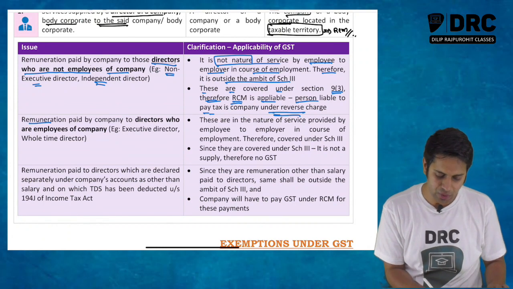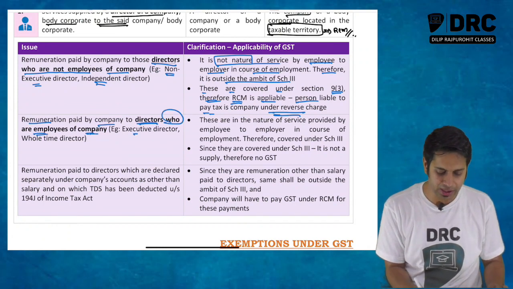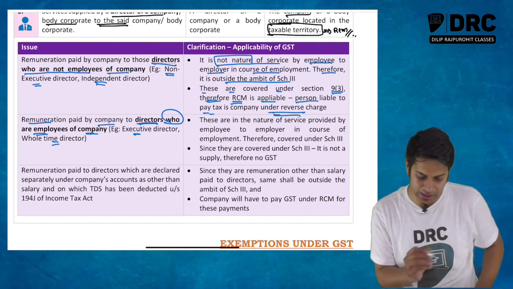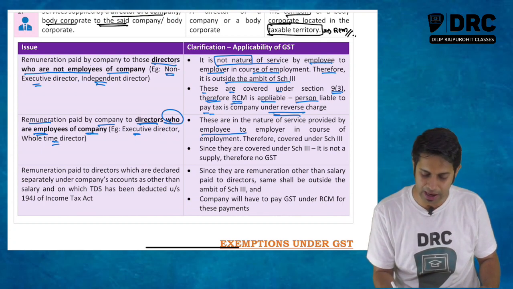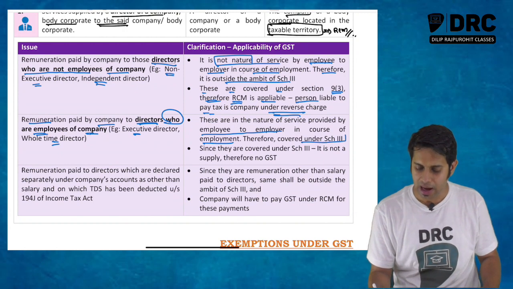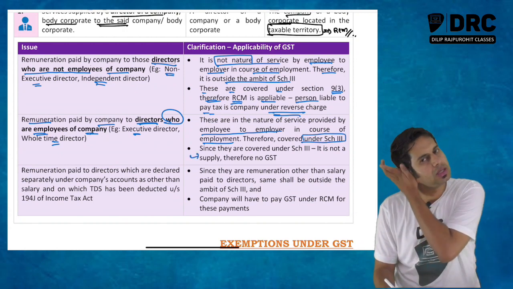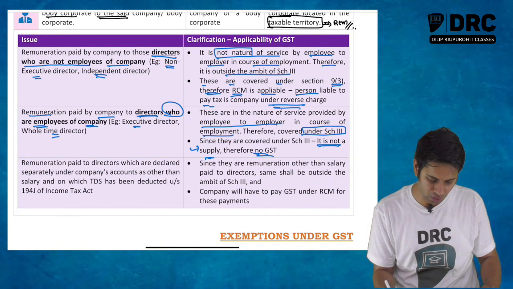Second point, remuneration paid by the company to the directors who are employees of the company, that is executive directors or whole-time directors. If you are paying it to any employee, then these are in the nature of the services provided by the employee to the employer in the course of employment, and they are covered under Schedule 3. Since they are covered under Schedule 3, it is not a supply and therefore no GST.